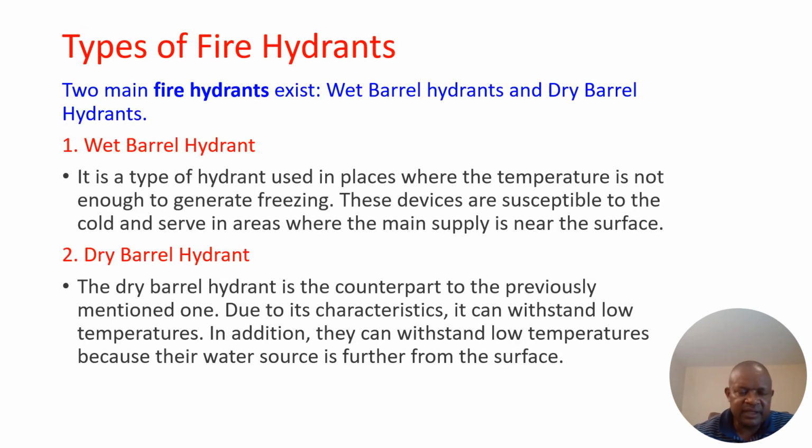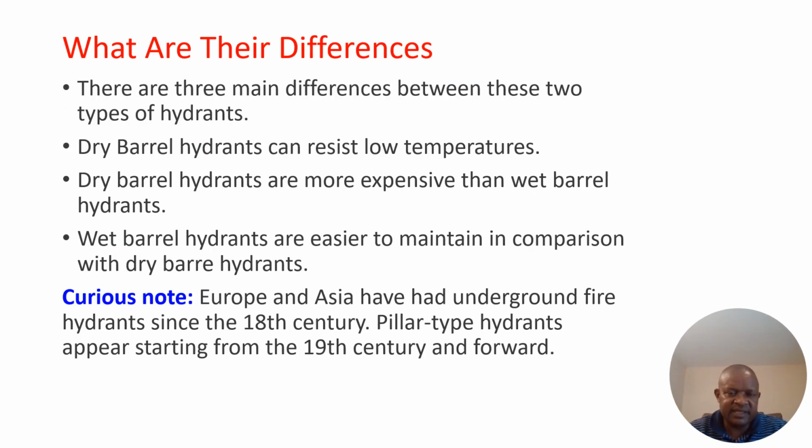There are several types of fire hydrants. The two main types are wet barrel hydrants and dry barrel hydrants. Please read on wet barrel hydrants and dry barrel hydrants. Just look for notes, I'll send you even more notes, but I want you to read something on types of fire hydrants and their differences. What are the differences of these fire hydrant systems? You can also take a minute to read on your own and write something down by yourself.